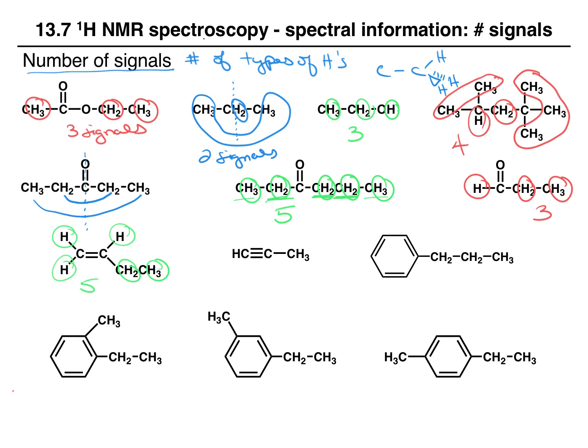Here we have an alkyne. We have this hydrogen connected to an alkyne carbon, very different from the CH3 group. This gives us 2 signals.